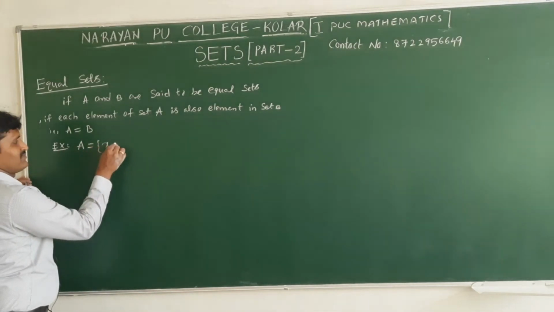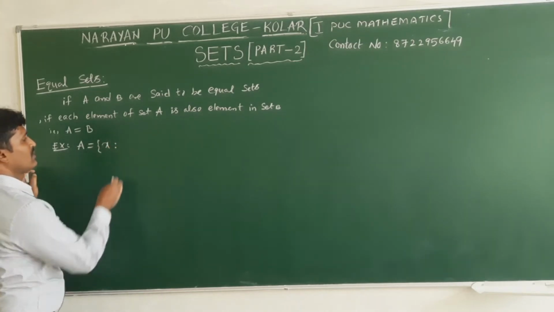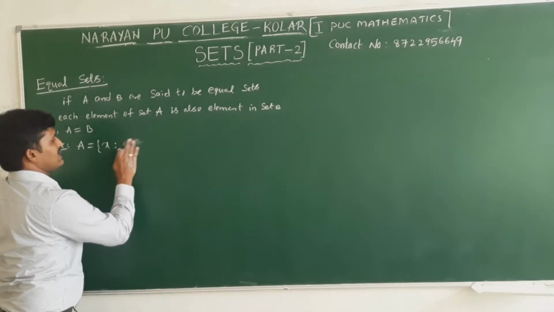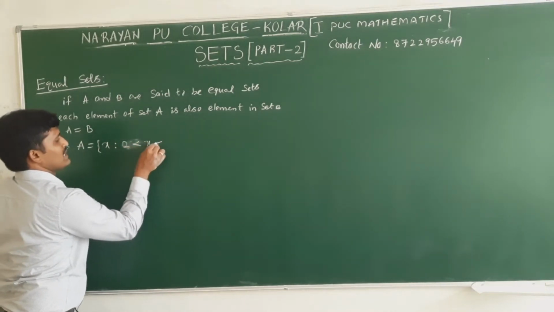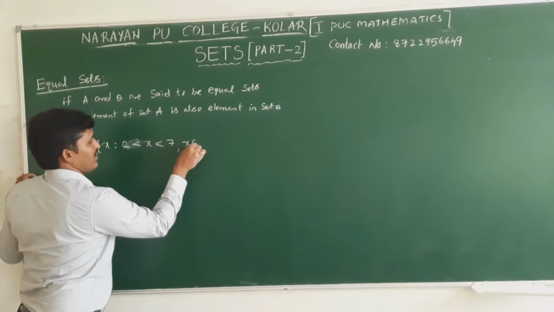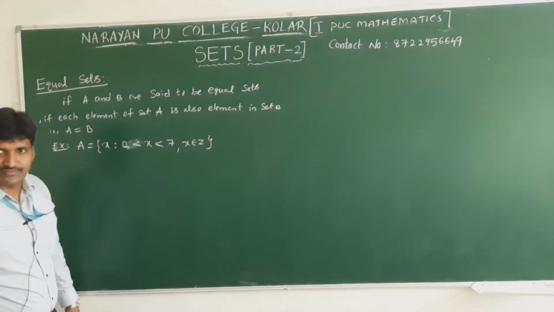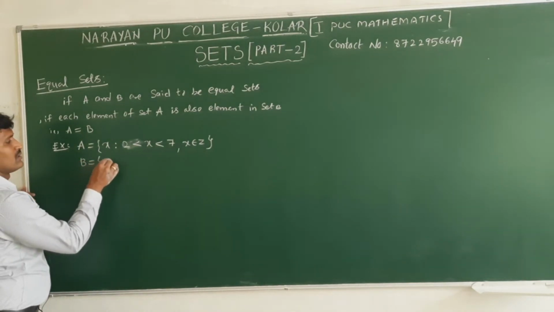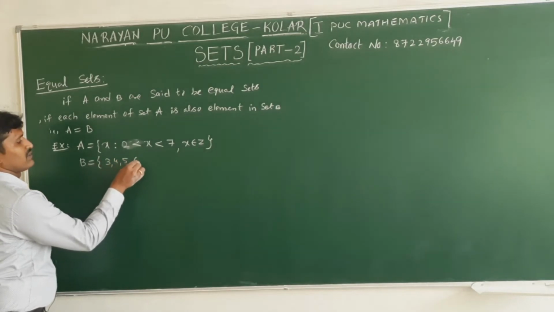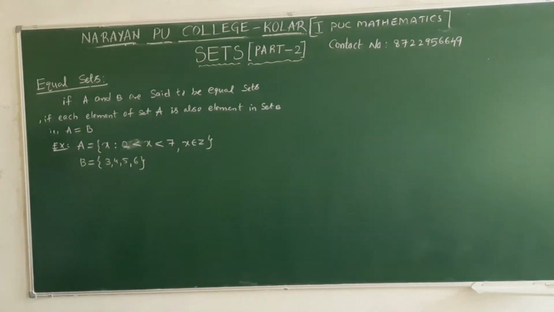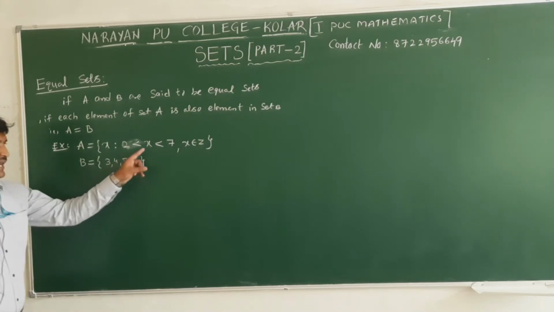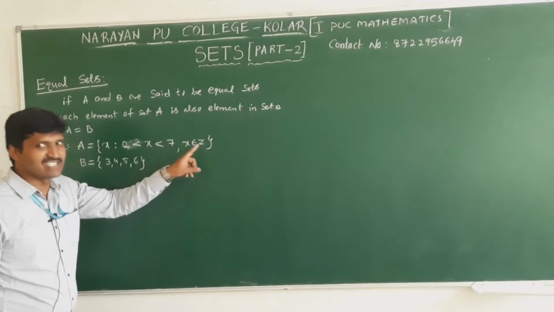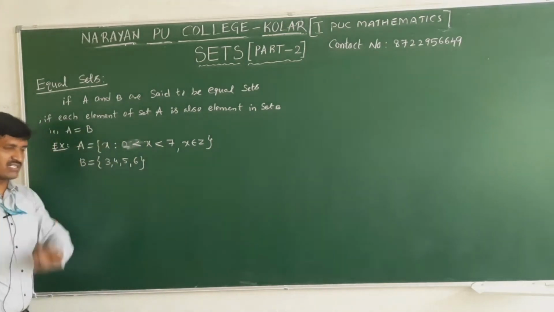X such that X lies between 2 and 7, where X belongs to Z. For B, I am writing 3, 4, 5, 6. For A, what am I writing here? X, but X lying from where to where? 2 to 7. X is which one? Z, integer. For B, I am taking 3, 4, 5, 6.